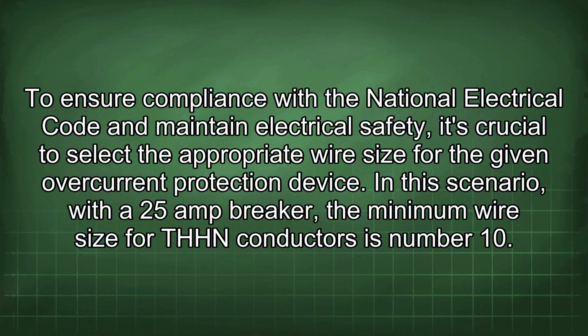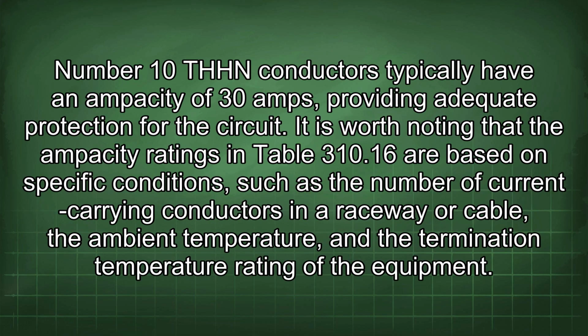To ensure compliance with the National Electrical Code and maintain electrical safety, it's crucial to select the appropriate wire size for the given overcurrent protection device. In this scenario, with a 25 amp breaker, the minimum wire size for THHN conductors is number 10. Number 10 THHN conductors typically have an ampacity of 30 amps, providing adequate protection for the circuit.